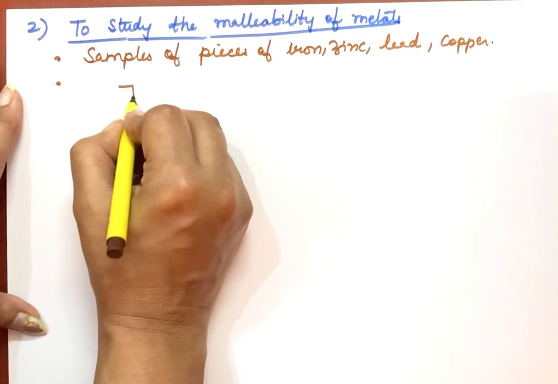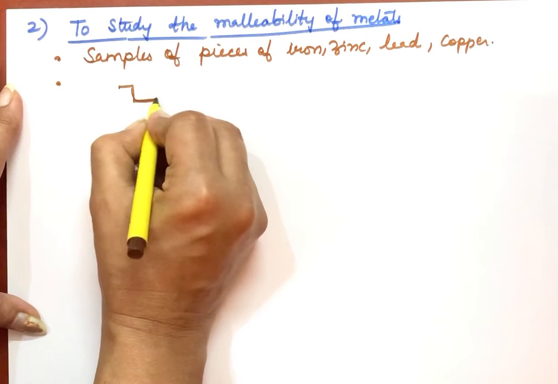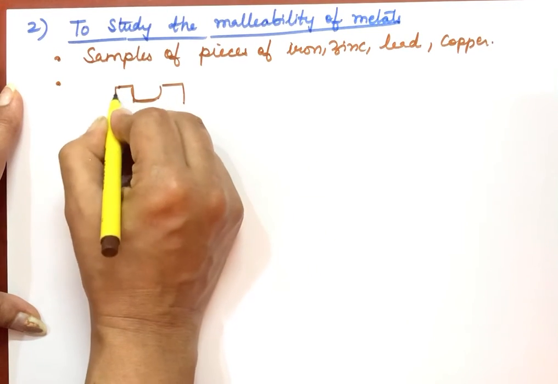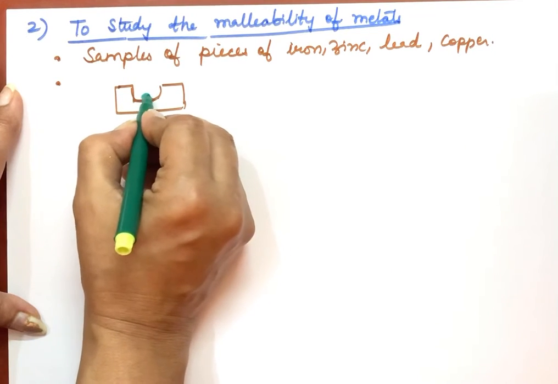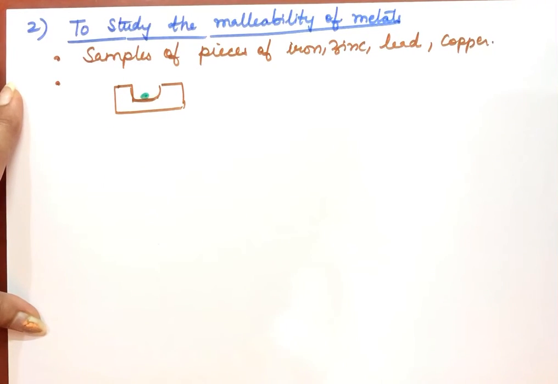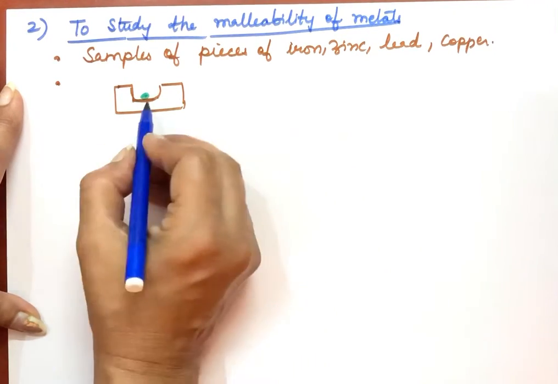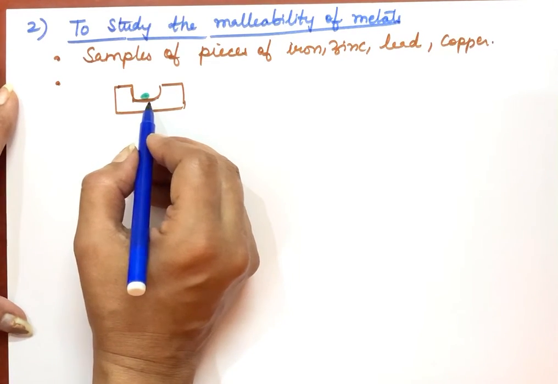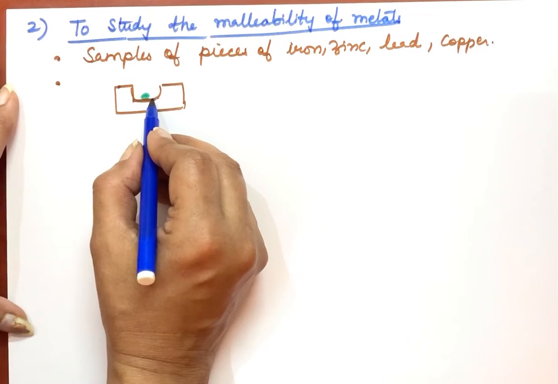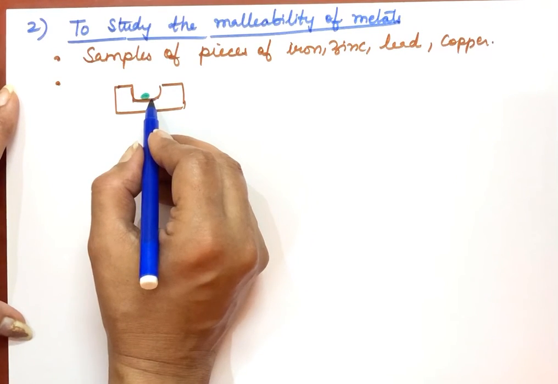a block of iron like this. A block of iron we'll take, and one by one we will keep these small pieces of metals on this block, and we have to hammer them. 3 to 4 times we have to hammer this small piece of metal, and then we will see whether these metals can be changed to thin sheets on hammering them.